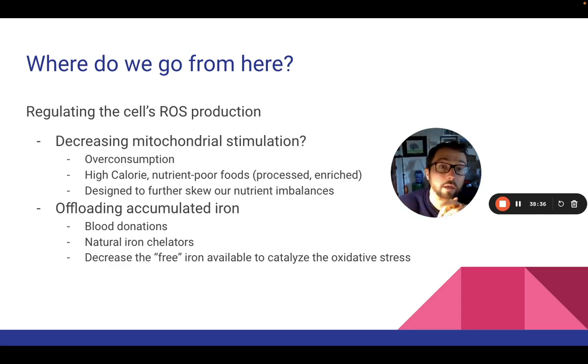right? So increase the good trace minerals that boost enzyme activity to neutralize hydrogen peroxide. This specific example mentioned manganese, copper, and zinc. They are not the only three, but they are three that were mentioned by name in this particular paper. And you need to offload iron. I do it through blood donations. You can do it through natural iron chelators.